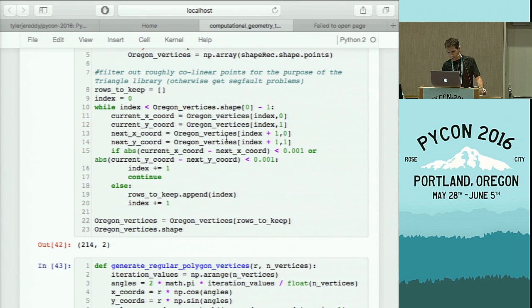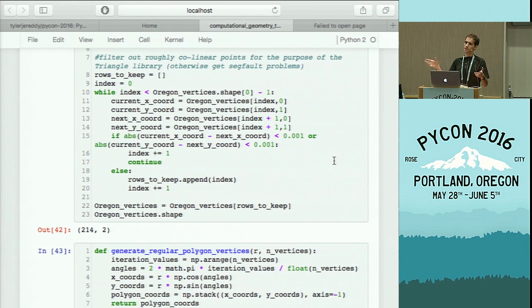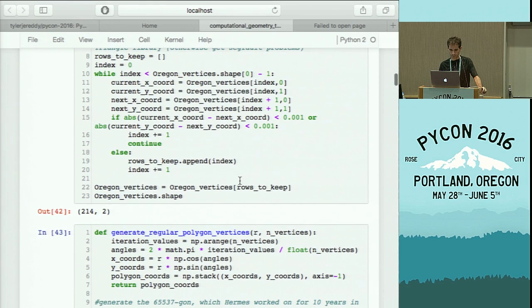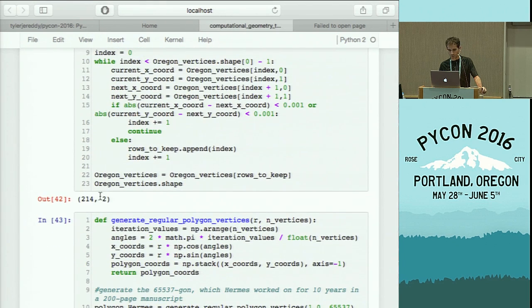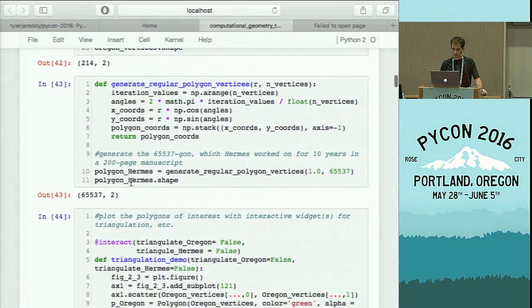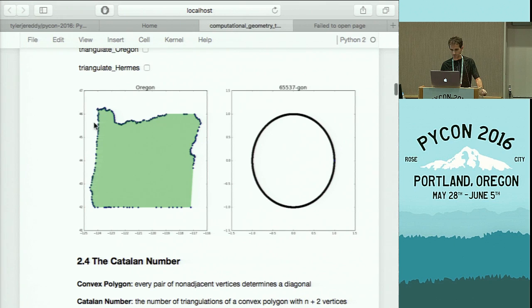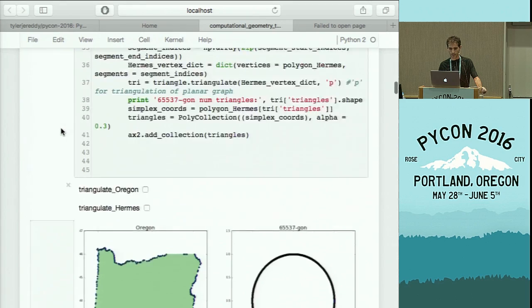So I basically just looked for x coordinates, you can see here, x coordinates or y coordinates that were within about 1,000th of a unit and didn't include those. I figured I'd still get a pretty good outer perimeter of Oregon if I ignored those points, and you'll see that I did. So I also wanted to just check the shape. So we have 214 rows of two-dimensional XY data for the Oregon perimeter data. And just to skip ahead, it does in fact look like a reasonable approximation of the perimeter of Oregon.